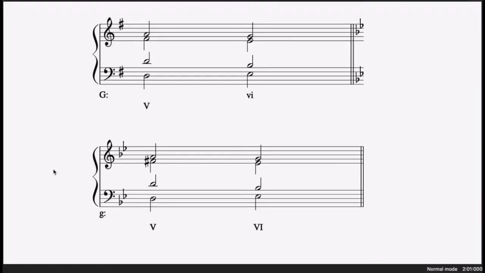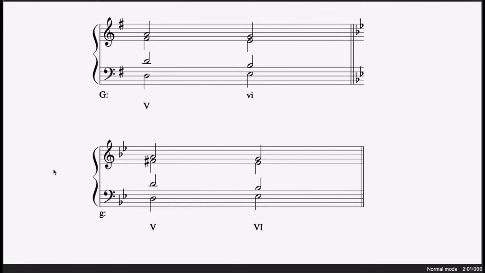Now I want to talk about an exception to the 7 always goes to 1 rule. It is permissible in a major key, if the 7th scale degree appears in an inner voice, to not resolve it up by step to the tonic. This is called frustrating the leading tone. It's one of my favorite expressions in music theory. This also only works in a major key, and I'll show you why now.